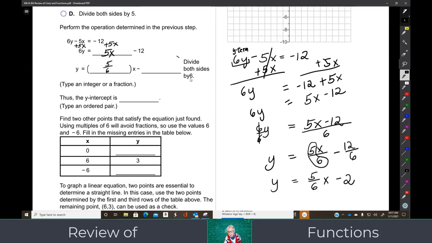And then it says divide both sides by 6. Yes, yes. So this is going to be a 2. Now type an integer or a fraction. Thus the y-intercept is... the y-intercept is always going to have a 0 in front, and then it's going to be negative 2. The sign always goes with the number behind it. That's your y-intercept. Notice it says write this as an ordered pair. Ordered pair and point mean exactly the same thing.